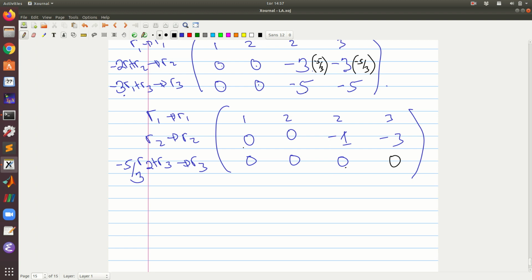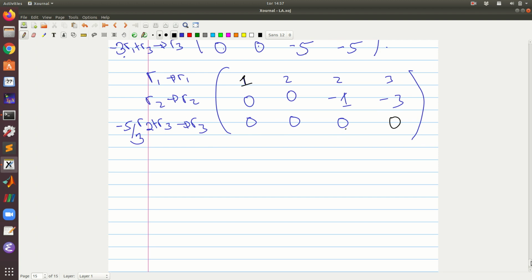So this is our row echelon form. Not the reduced row, start simply with row echelon form. Remember that the right hand side vector has the zeros, which we didn't write because it was just a waste of space and time.